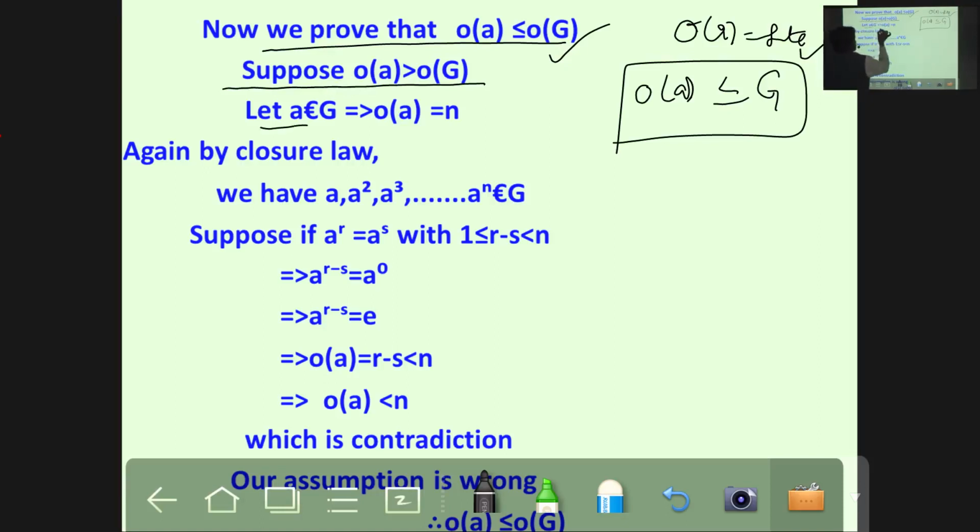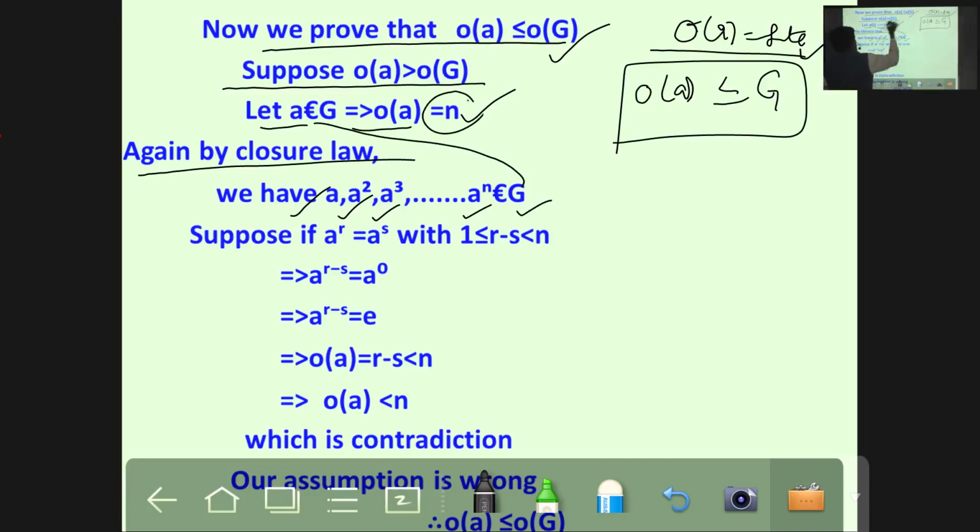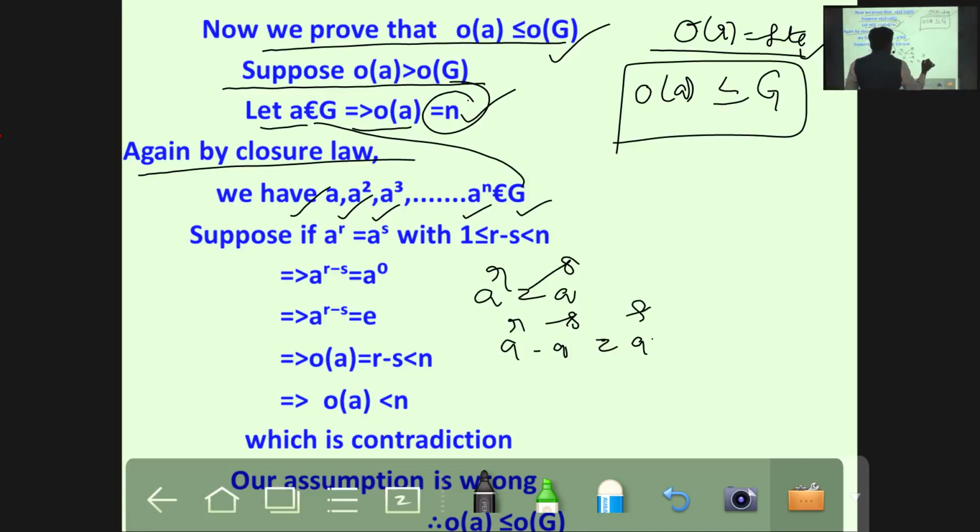Let a belong to g. Order of a equals n, because g is finite and the order of a is also finite. Again, by the closure law, a square, a cube, and so on up to a power n belong to g, because g is finite. Suppose we take any two of these elements that are equal, a power r equals a power s. Multiply both sides on the right by a power minus s. Then a power r minus s equals a power 0, which equals e.